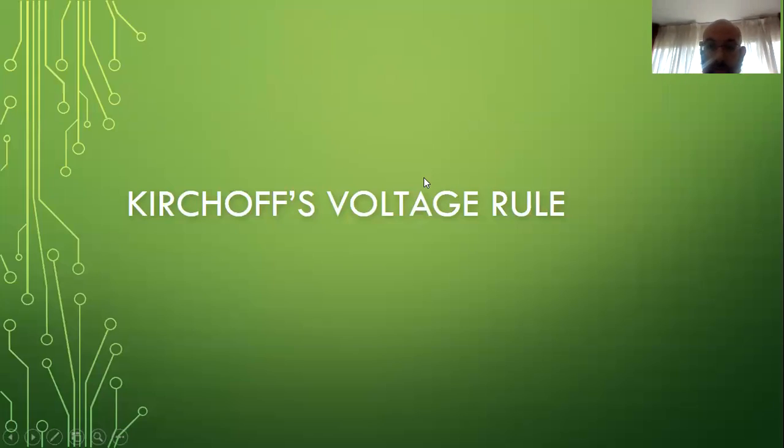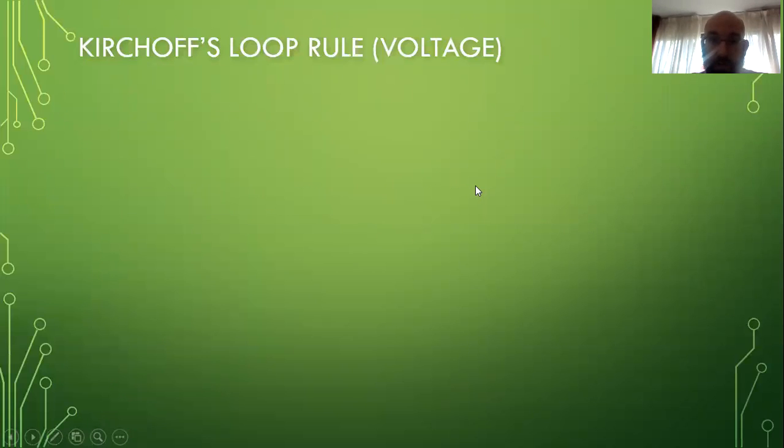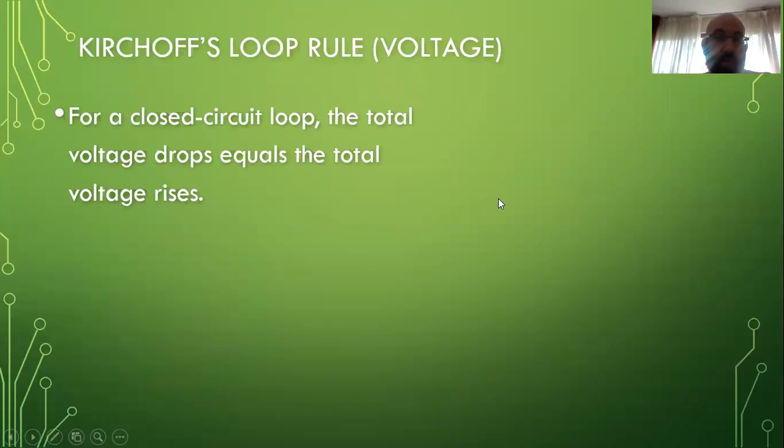Okay, so we're going to go through the Kirchhoff's law problems. So, Kirchhoff's voltage rule: for a closed circuit loop, the total voltage drop equals the total voltage rise. What that's saying is, in a loop of a circuit, however much voltage enters that circuit, by the end of that loop, all that voltage must be used up.